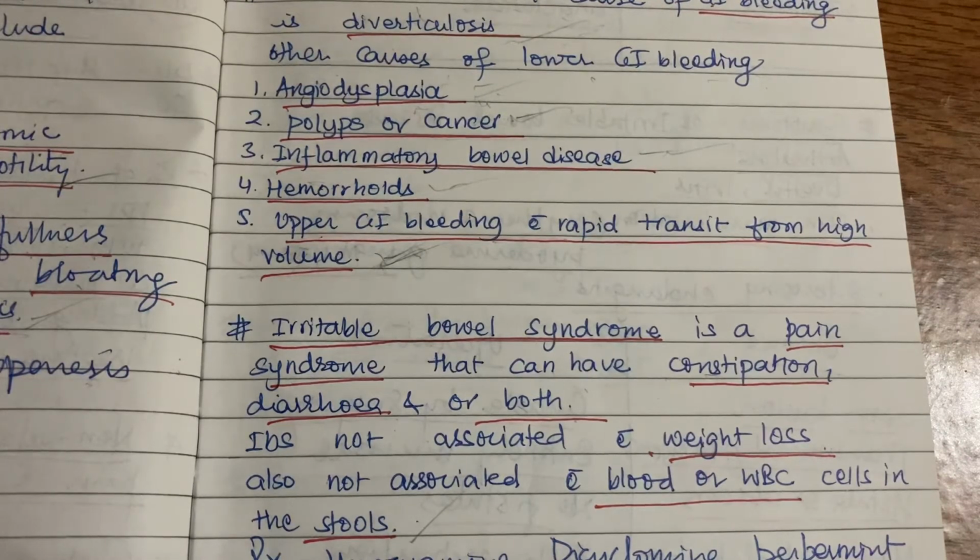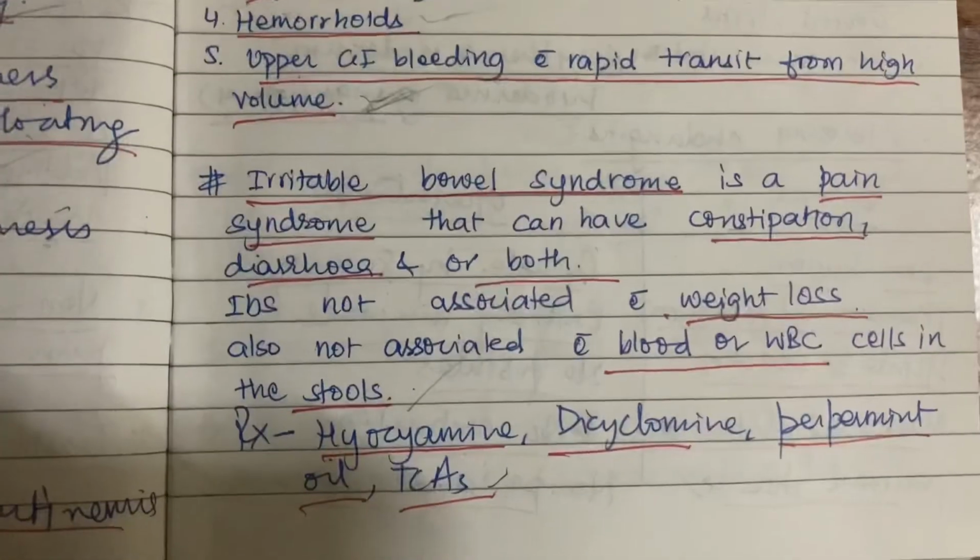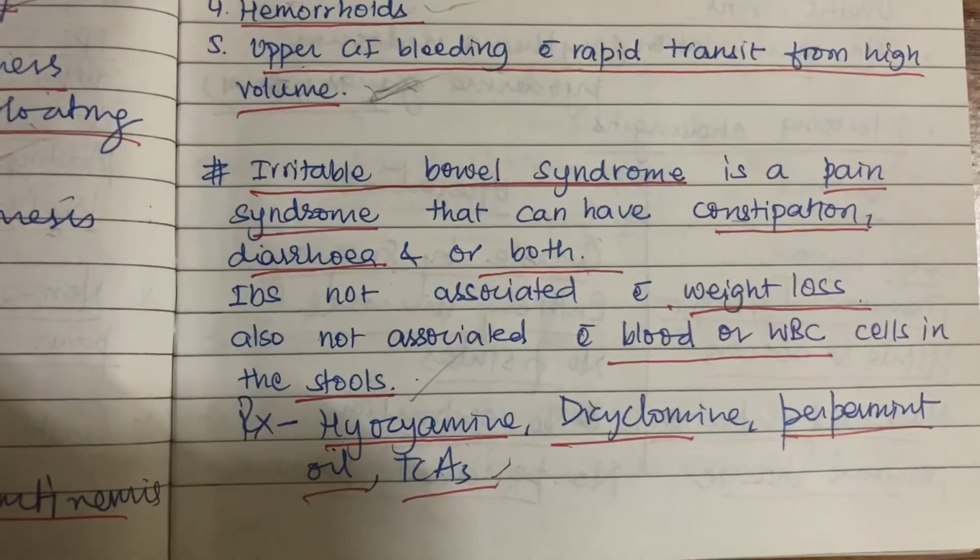So now comes IBS. IBS is not associated with weight loss. Also, it is not associated with blood or WBCs in the stools. Treatment is hyoscyamine, dicyclomine, peppermint oil or TCAs.